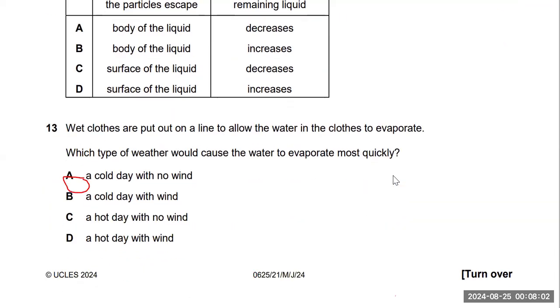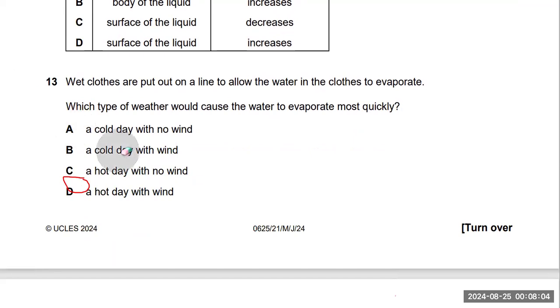Okay, next is: wet clothes are put out on the line to allow the water in the clothes to evaporate. Which type of weather would cause the water to evaporate most quickly? This question is related to the factors affecting the evaporation rate. There are, I think, 3 or 4 factors that affect the rate of evaporation.